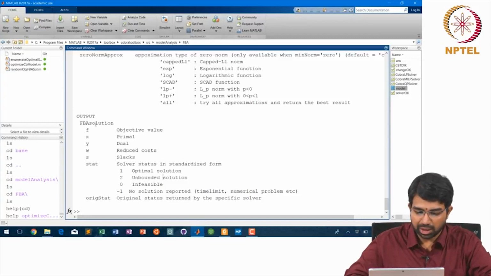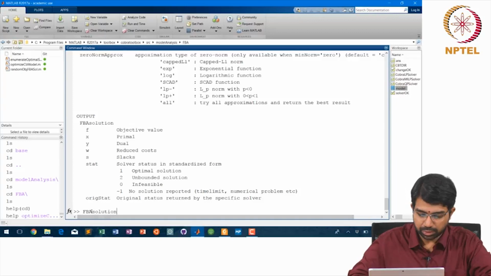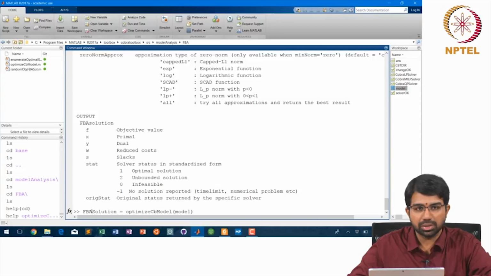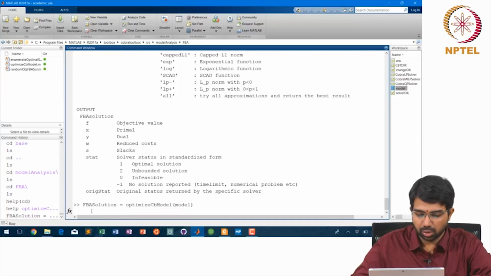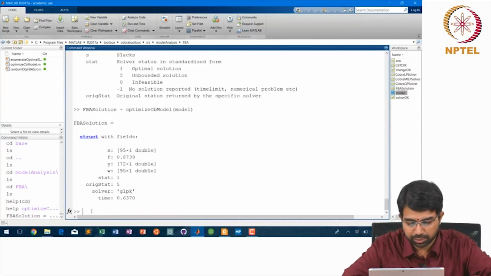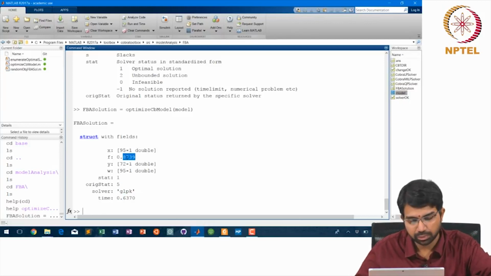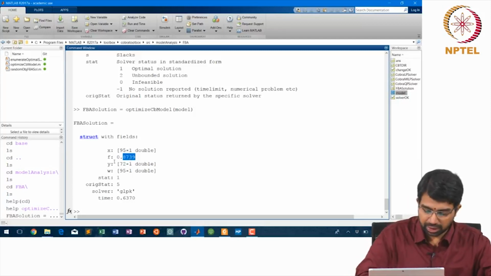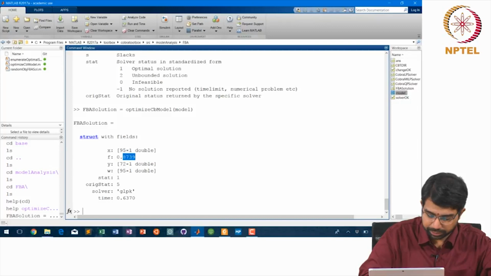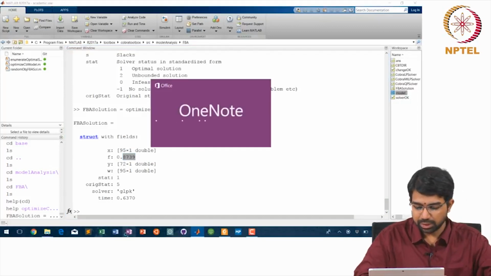Once again, you say FBA solution equals optimizeCBModel of model as input, right. So, the model I just loaded, and this gives you the solution, right. It used the GLPK solver and took about 0.6 seconds to find out that the growth rate is 0.8739.